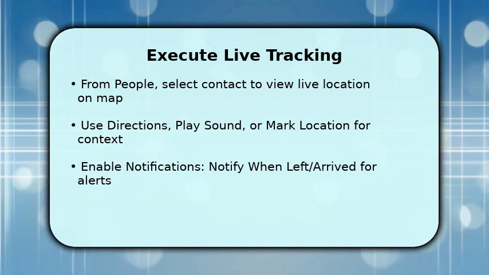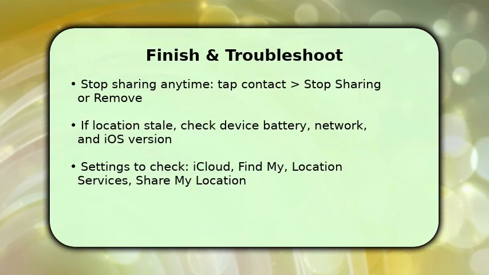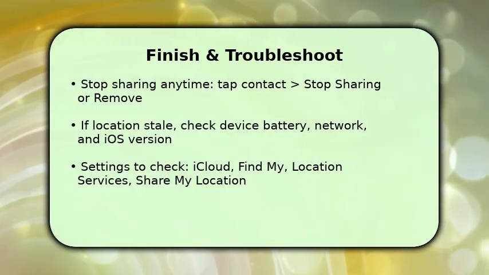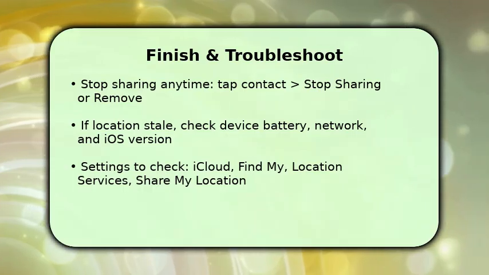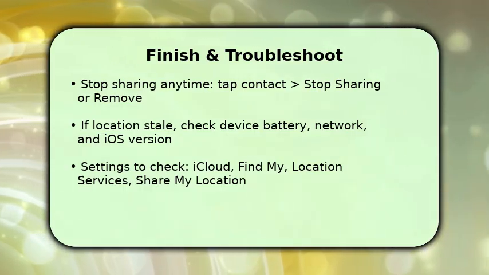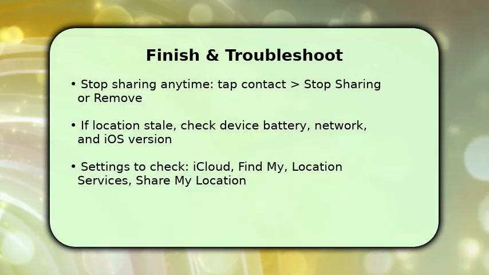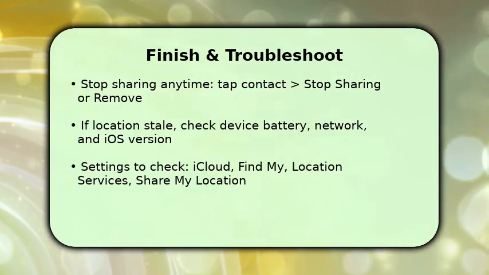To complete, monitor the live map until you've reached your goal, then stop sharing if needed by tapping the contact and selecting Stop Sharing. If the location is missing or stale, first check the other iPhone's battery, airplane mode, and network. Live updates need a working connection.